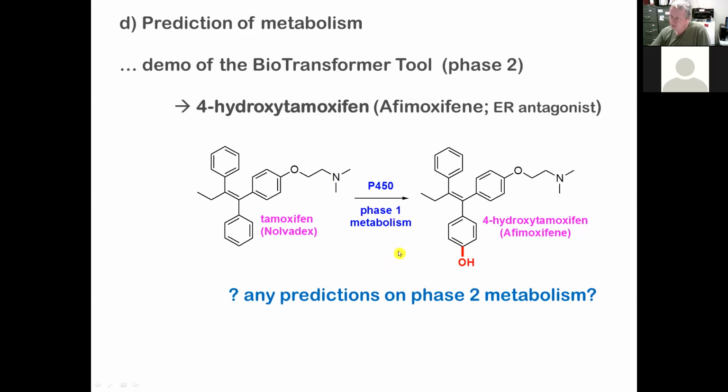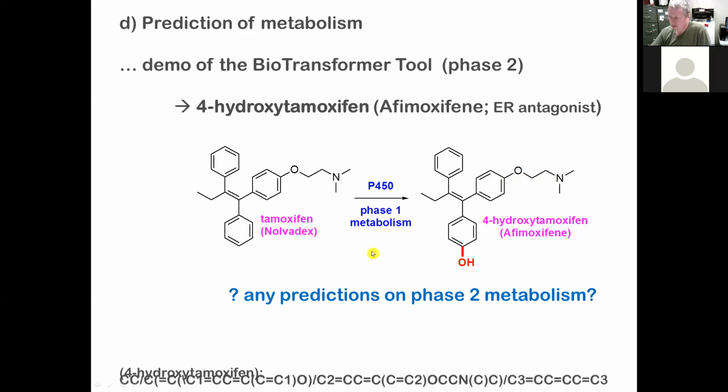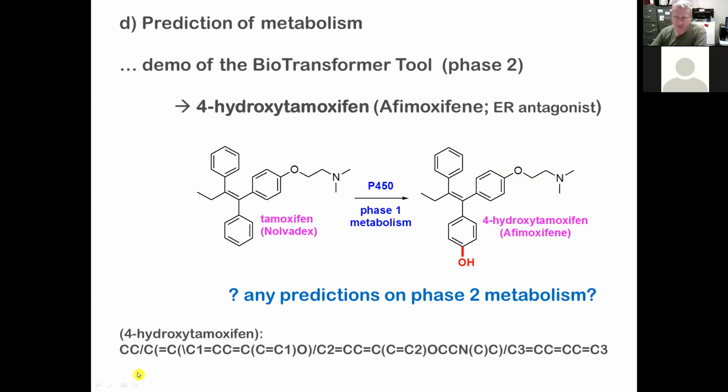Any predictions? So we have a couple predictions, probably based on the hydroxy group, right? No other site here would be a phase 2 metabolism site. It's really going to be the hydroxy group. So there's 4-hydroxy tamoxifen.